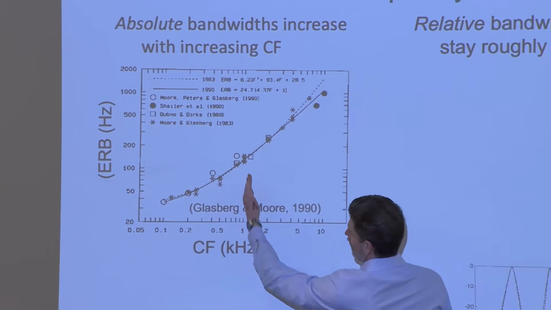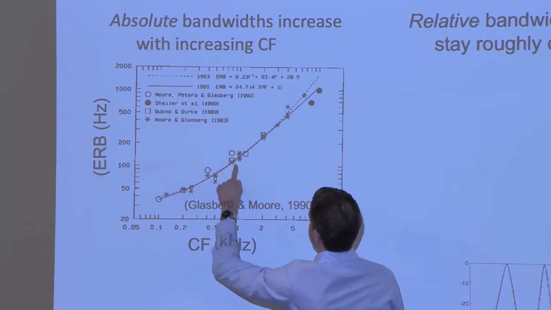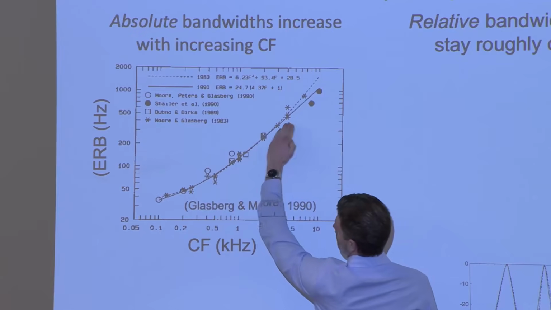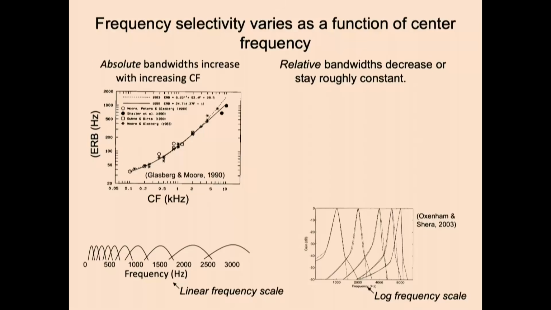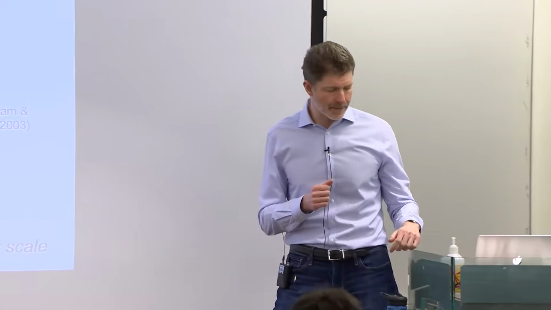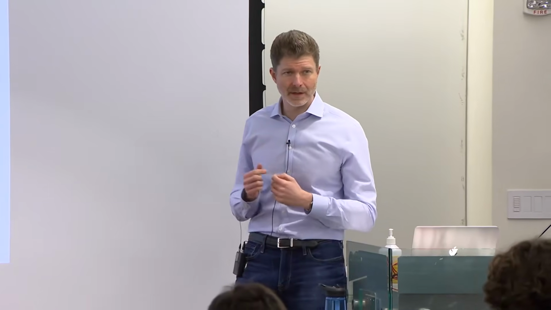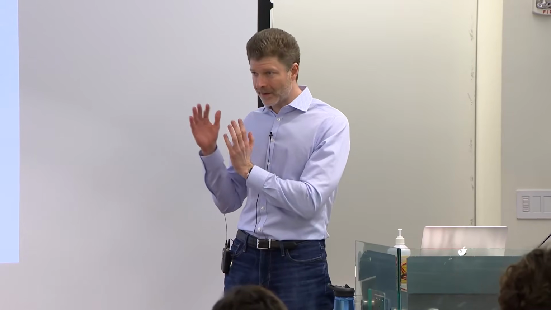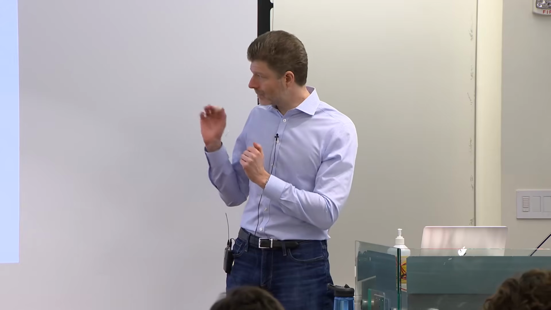And then if you go up to a kilohertz, it's about 150 hertz. If you go up to 5 kilohertz, you can see that it's like 500 hertz. So as you move along the cochlea, the bandwidths vary. This is a pretty general property of biological auditory systems, that the bandwidths tend to be higher at higher frequencies in absolute terms.